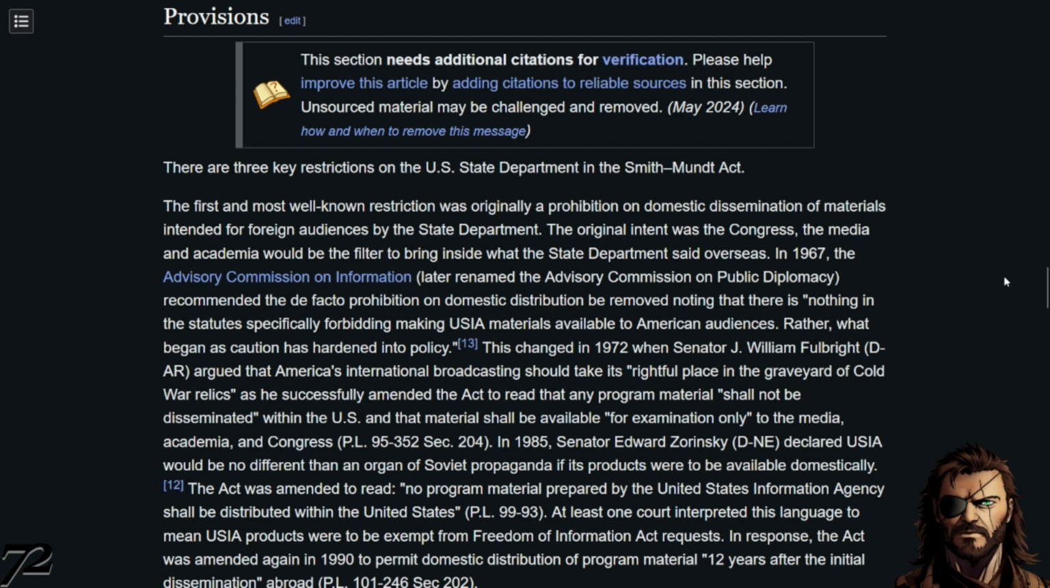At least one court interpreted this language to mean USIA products were to be exempt from Freedom of Information Act requests. In response, the Act was amended again in 1990 to permit domestic distribution of program material 12 years after the initial dissemination abroad, PL 101-246, Section 202.